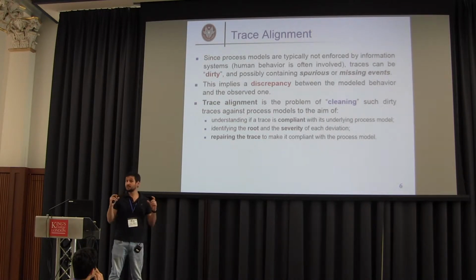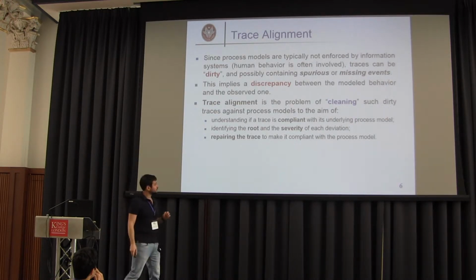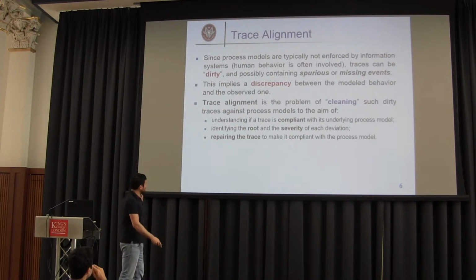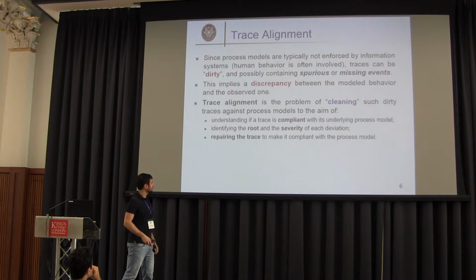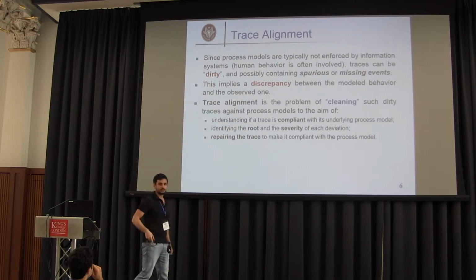Conformance checking is one of the three kinds of process mining, and is the problem of checking these traces against a process model with three purposes. First of all, to understand if a trace is compliant with the process model. Second, to identify the root and the severity of each deviation. And the third task, the one that we are focusing on now, is to repair the trace to make it compliant with the process model.